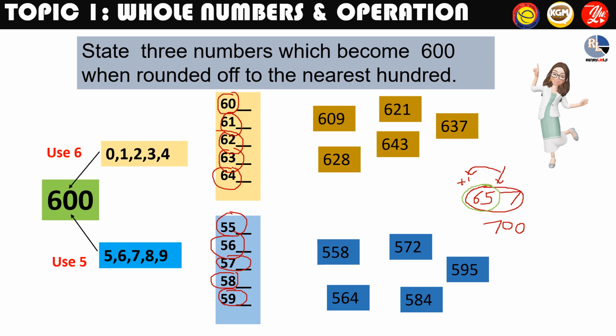That is why you cannot use the numbers that start from 65 onwards, 67, 68, 69. And you also cannot use a number that is less than 55. For example, we take a number that is 549.